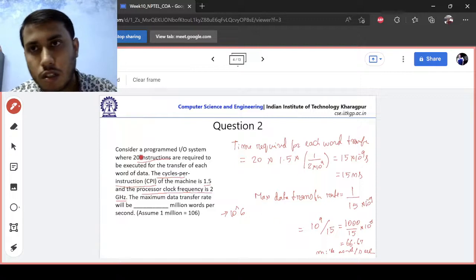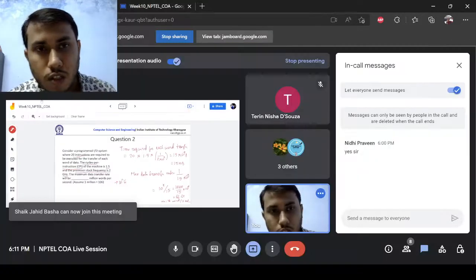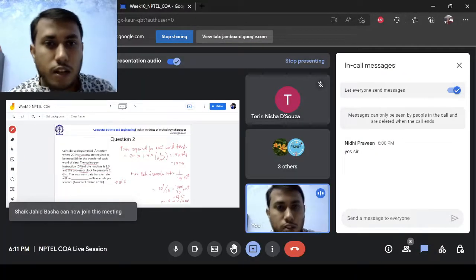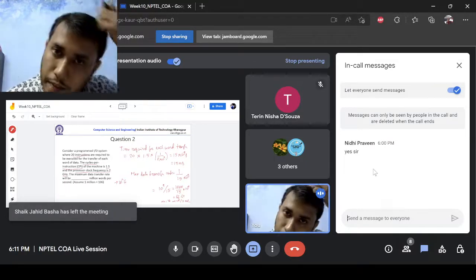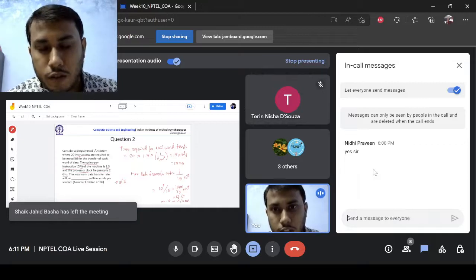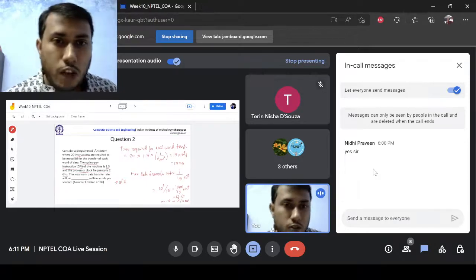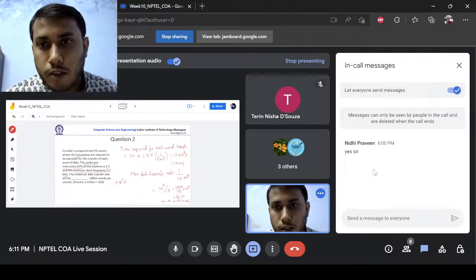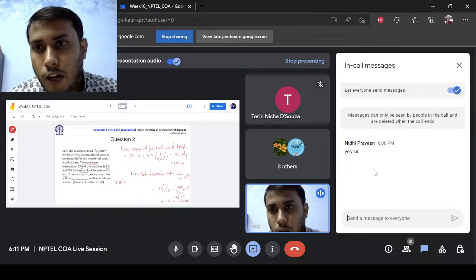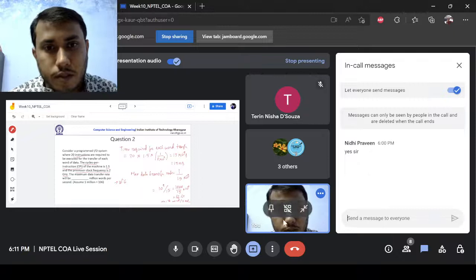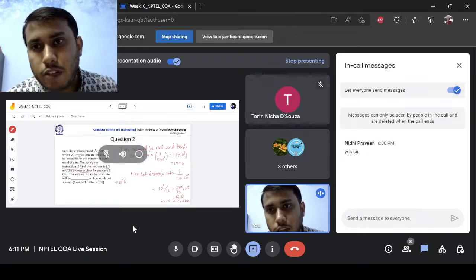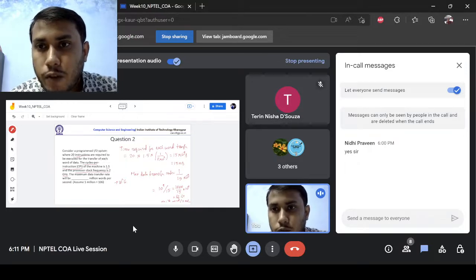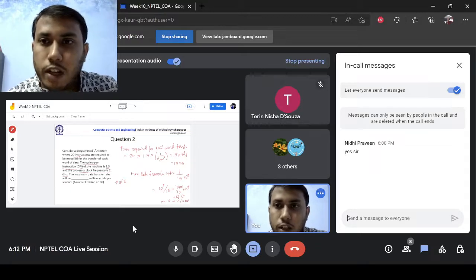Right. So this one was a relatively easier sum. The question was: what is the time required for each word transfer? I will repeat it once again for everyone. It is given a programmed I/O system. It requires 20 instructions for transferring each data word.